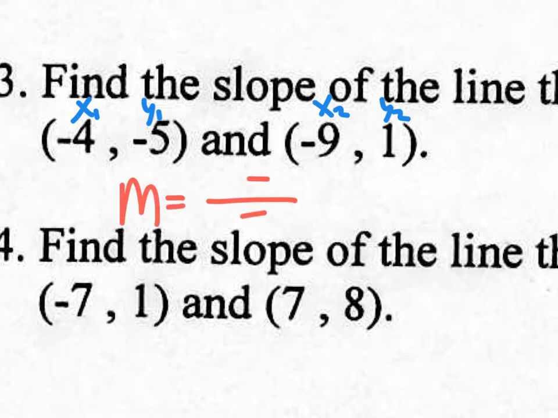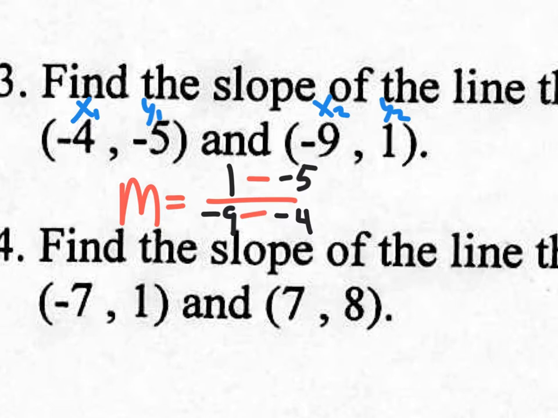There it is. And now, remembering the formula, it's y2, which is 1, minus y1, which is negative 5. So put a negative 5, over x2, which is negative 9. Put negative 9 right here. Minus x1, which is negative 4. So let's put a negative 4 over here.